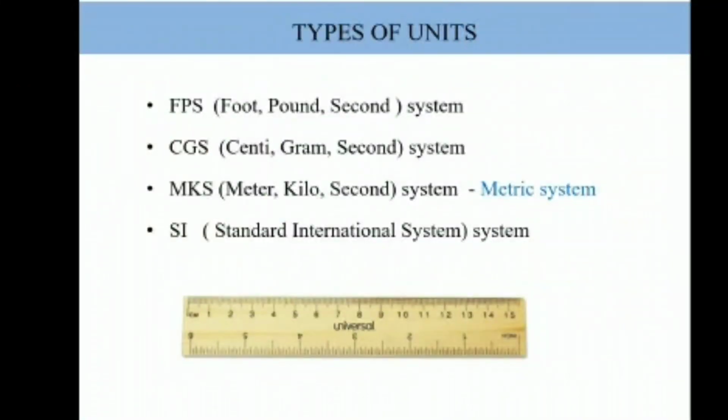What is there in FPS system, CGS system, MKS system and SI system. Previously I have told you that mainly we are going to use three fundamental physical quantities that are mass, length and time. Okay, so we will see more in detail how this system of units basically works.